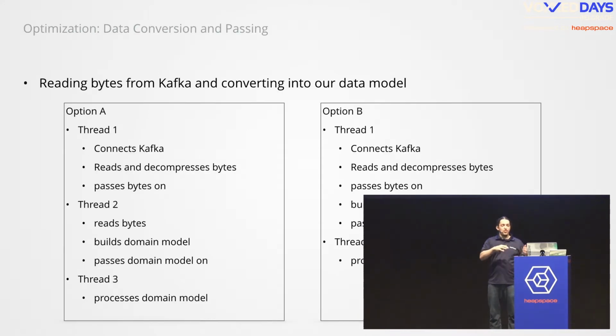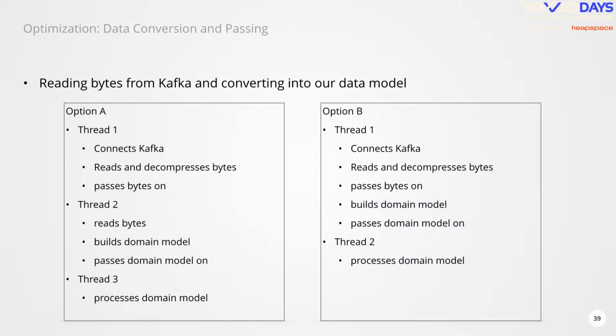I have a more extreme optimization example here. So when we read data from Kafka and we want to convert it into our data model, and this data model is then passed on and converted again, I have two options here. Option one is we read from Kafka and then we decompress this, and then the bytes we have decompressed pass on to a second thread, which then takes the bytes and makes a domain model out of it, passes it on, and then a third thread does the processing. And then there is option B, which reads from Kafka, decompresses, builds a domain model, passes that on, and the second thread does the processing.